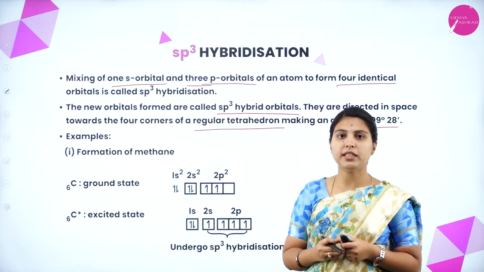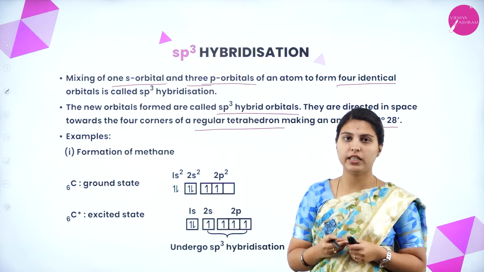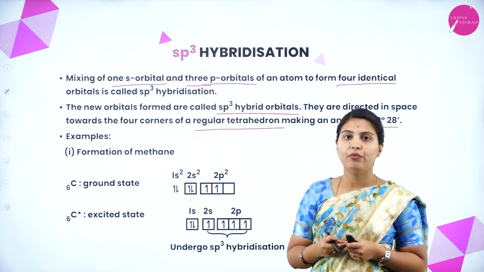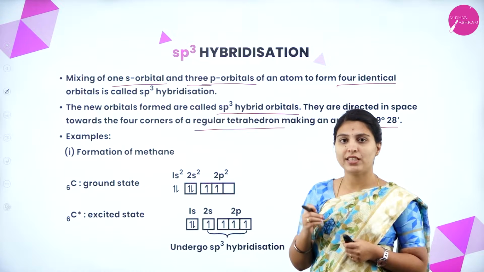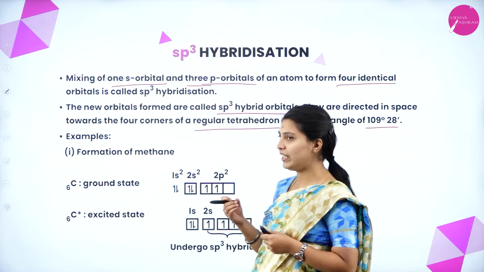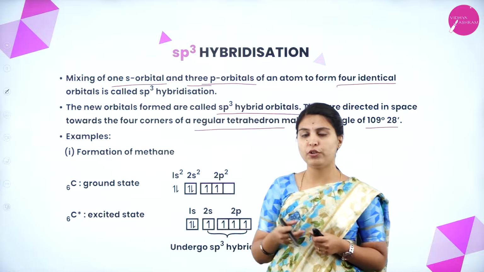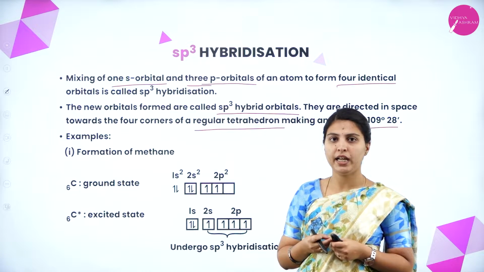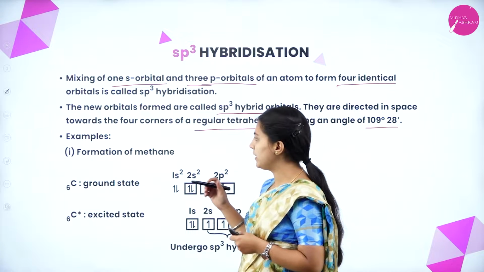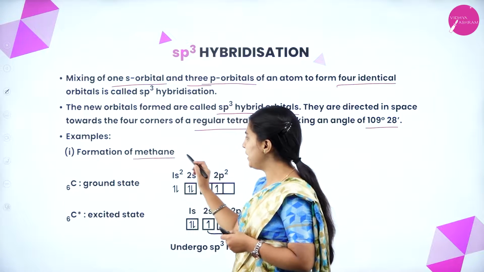In the bond parameters itself, we have understood that bond angle is determined based on the geometry, right? It will be distorted when lone pairs are present. So, we will see now, for example, methane.